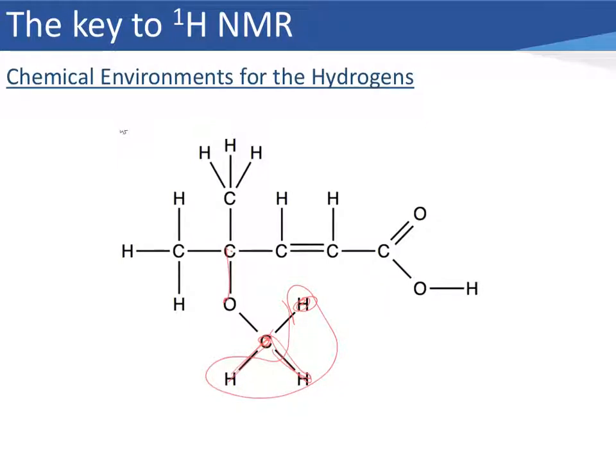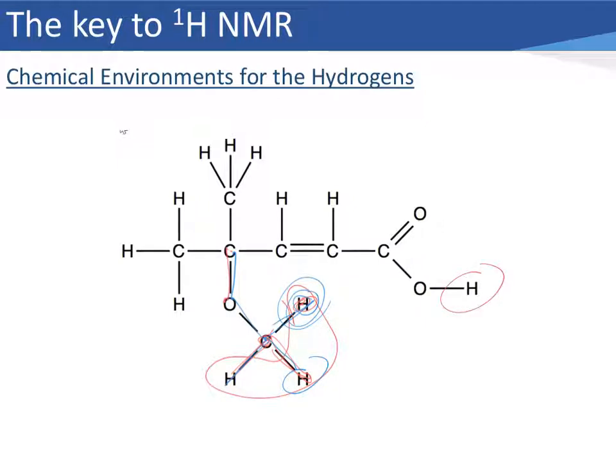Now, if I look at this hydrogen, it's connected to a carbon, which is connected to an oxygen carbon, which is also connected to 2 hydrogens. So notice that when I described this hydrogen here, I had the same pattern as when I described this hydrogen. And it will be the same pattern for this hydrogen. So these 3 hydrogens all have the same chemical environment.